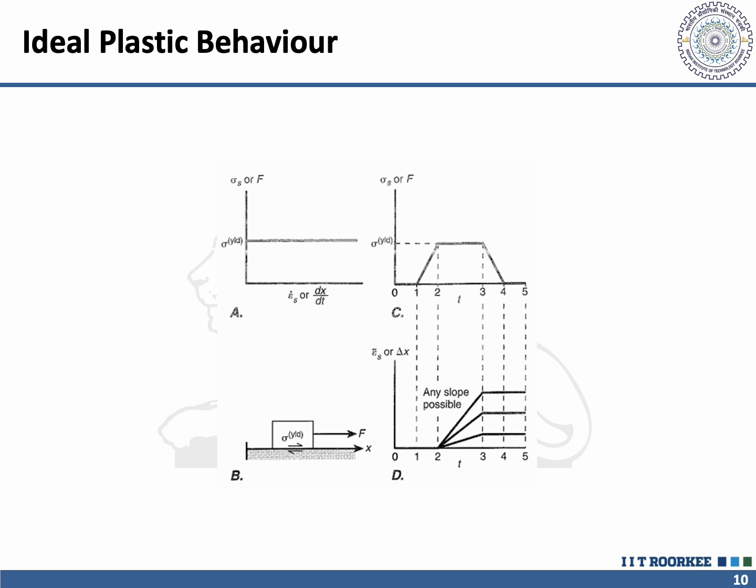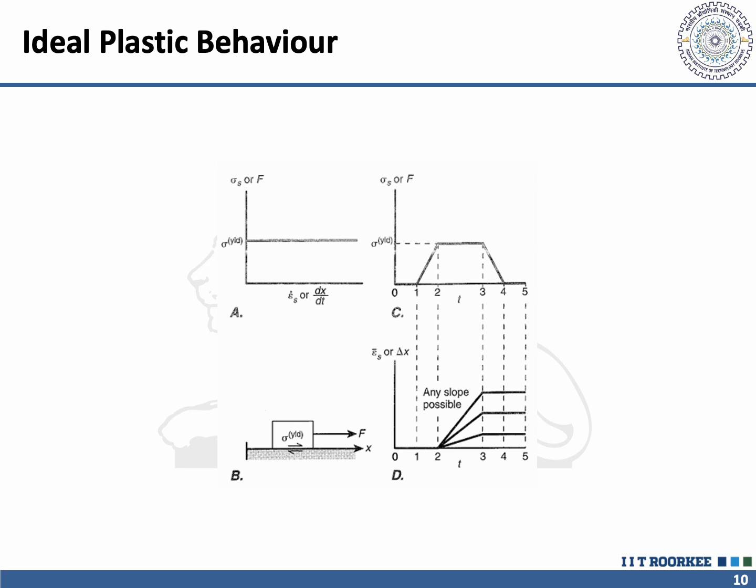Let's understand the ideal plastic behavior. In figure A, the vertical axis shows the shear stress sigma or force F. The horizontal axis shows the strain rate. Once the yield stress sigma yield is reached, any amount of deformation can occur without any increase in stress. This is a characteristic of perfectly plastic materials where stress remains constant beyond the yield point.